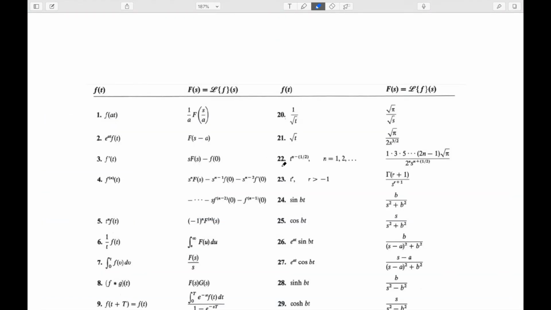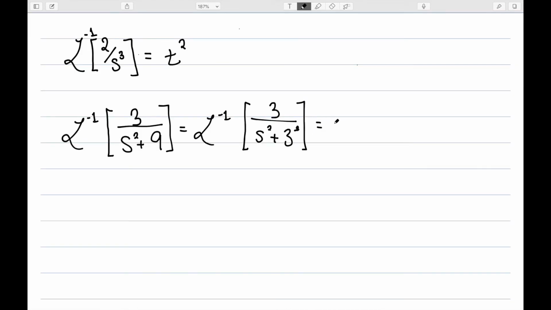Here's our table. I want something of the form 3 over s squared plus 3 squared, and we can see that that happens right here, where b would be equal to 3. I would have a 3 over s squared plus 3 squared, which is exactly what I had. So my solution would be sine of 3t. So the inverse transform of 3 over s squared plus 9 is sine of 3t.